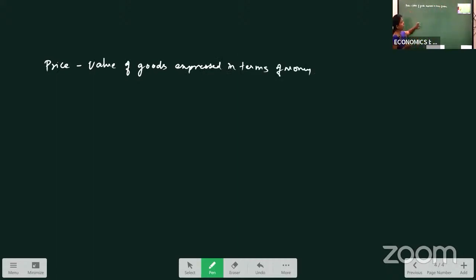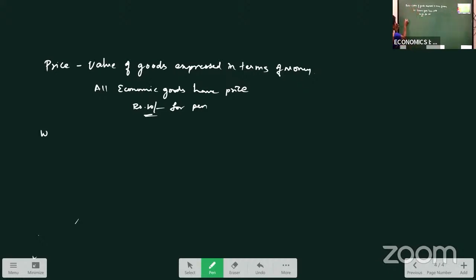Like I said, in 2 marks answers, 3 meaningful points should be there. So value of goods in terms of money. Then another point is all economic goods have a price. Free goods do not have a price, but all economic goods have a price. So we can say rupees 10 we are paying for 1 pen. The cost of 1 pen is rupees 10. So 10 is the price of the commodity, the value of that pen. This way you write your 2 marks answer. This is more than enough.